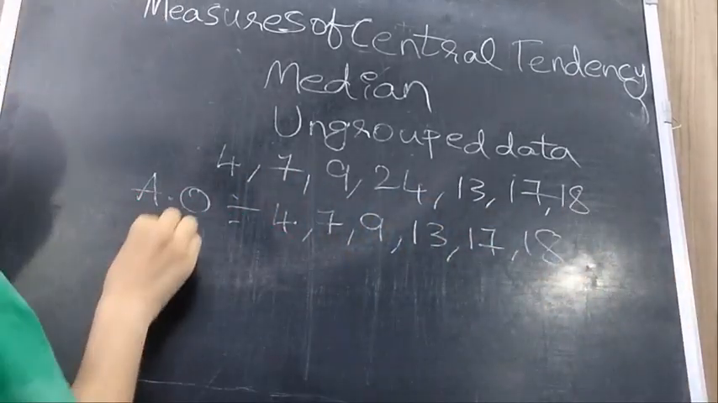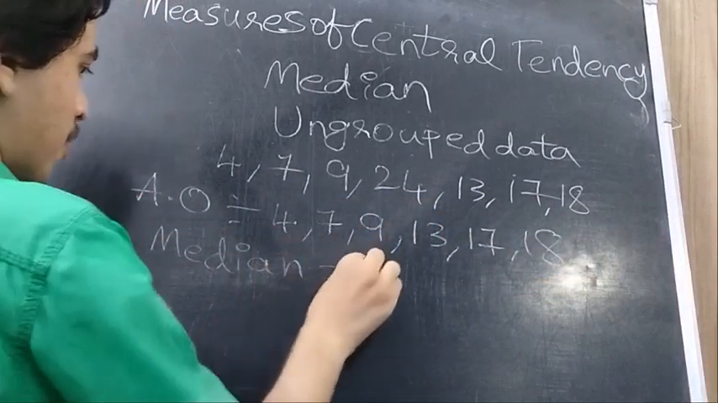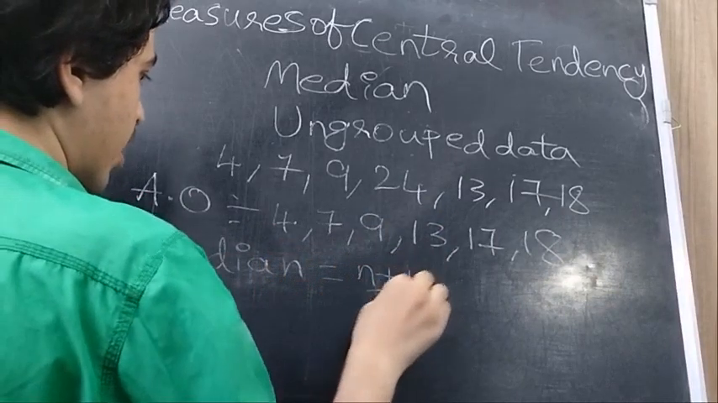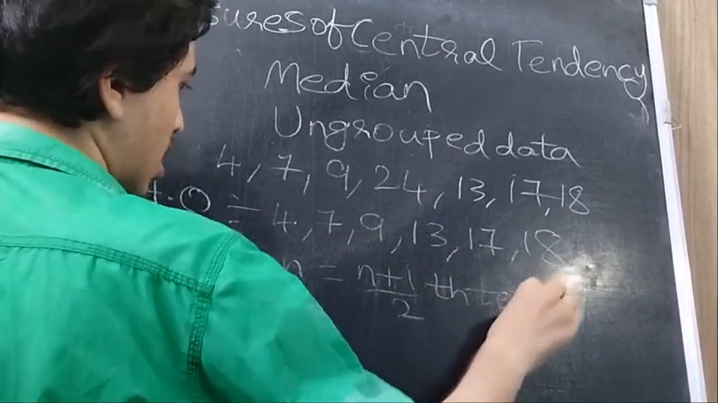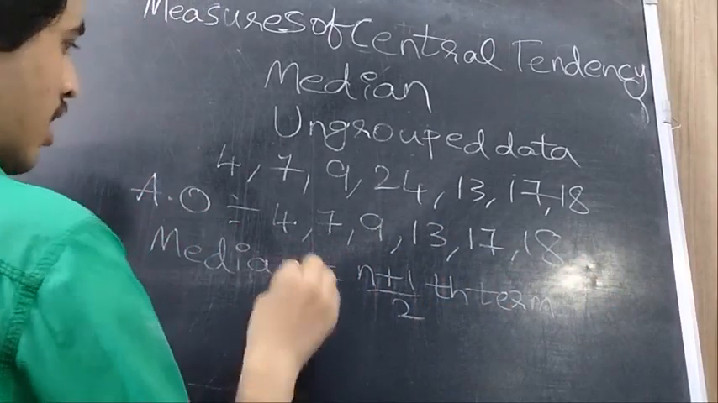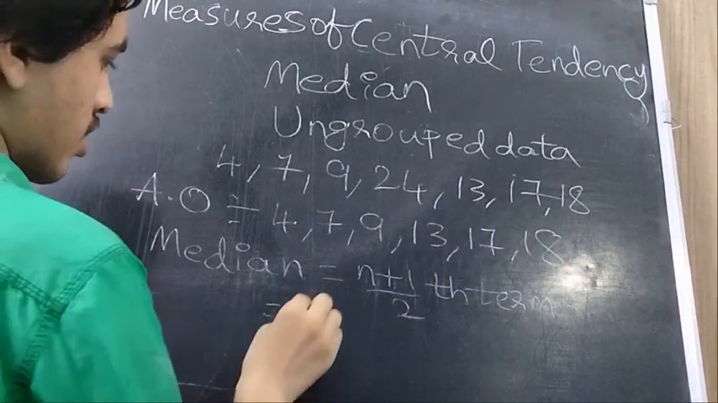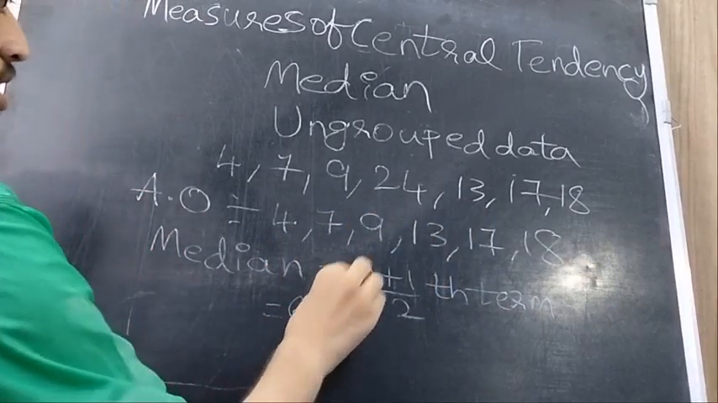Here the median formula is n plus 1 by 2th term. What is the formula? n plus 1 by 2th term. That is, n: how many numbers are there? 1, 2, 3, 4, 5, 6. 6 plus 1, that is 7.